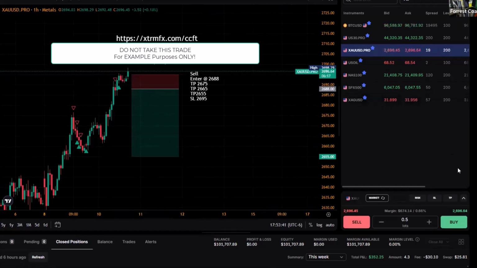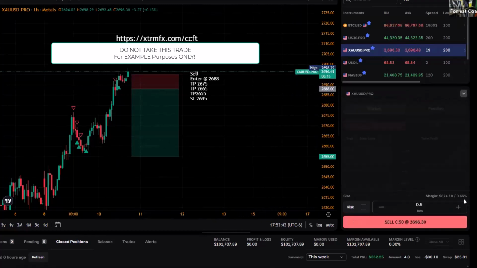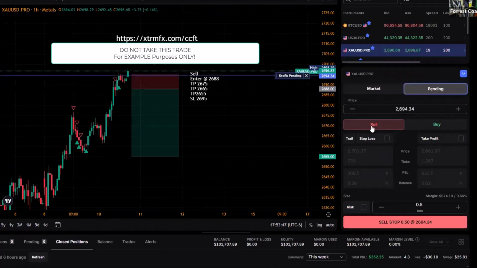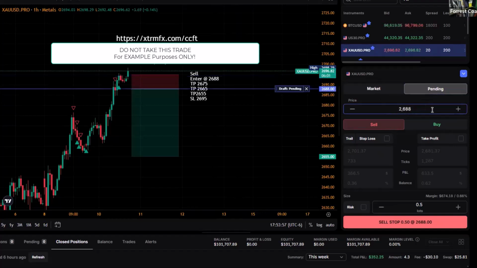So you're going to come over to your lower right-hand corner. There's a little arrow. You're going to put that up there, and the first thing you're going to do is click on pending. I like to go ahead and hit the sell button since it's going to be a sell. It's going to be pending, and I'm going to put in my first number, which is 2688. And 2688 is going to pop right up here on my screen.